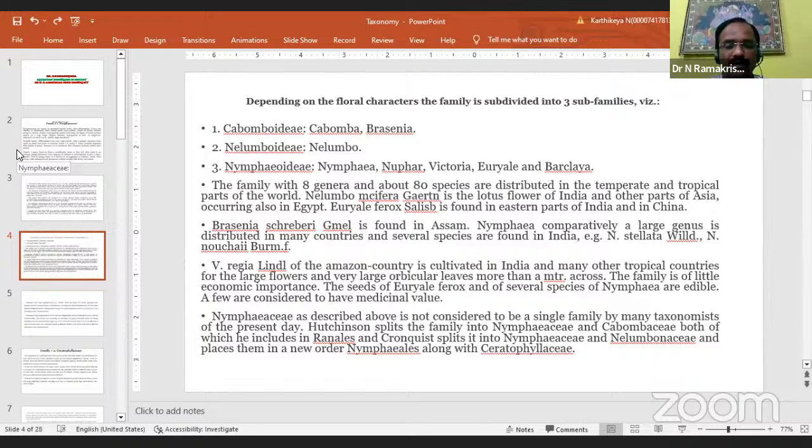Now you see, biodiversity is essential for the continued existence of humanity. Human well-being is intimately linked to the well-being of the environment. Biodiversity provides man with raw materials, food, shelter, energy. Everything is coming from the ecosystems.